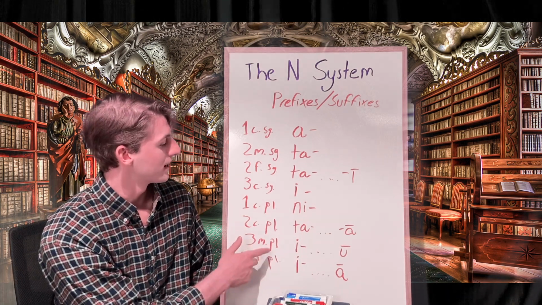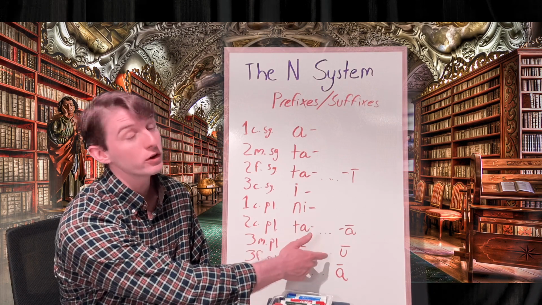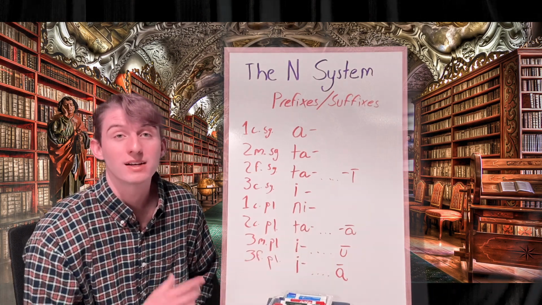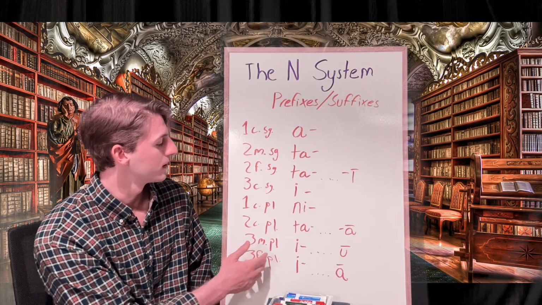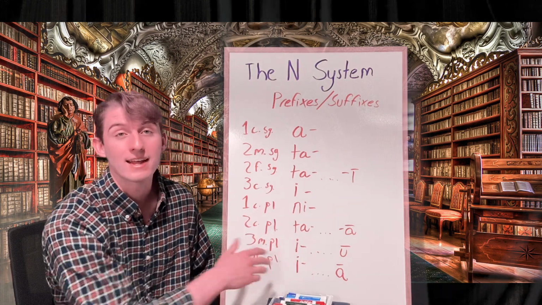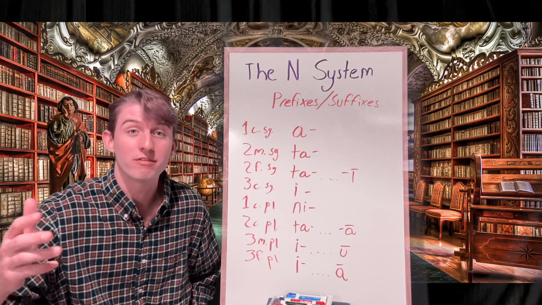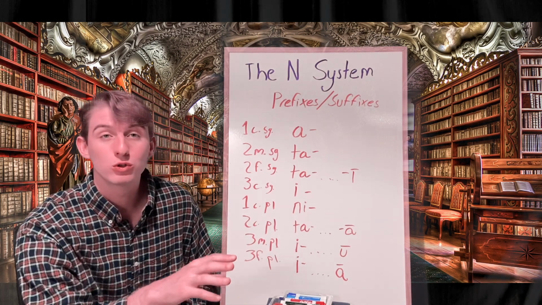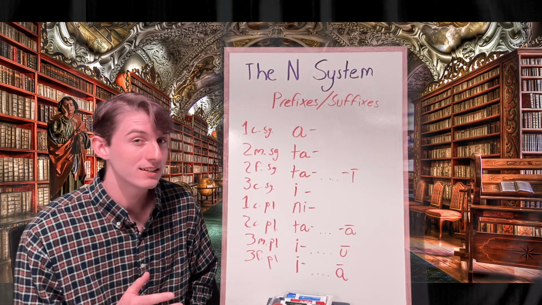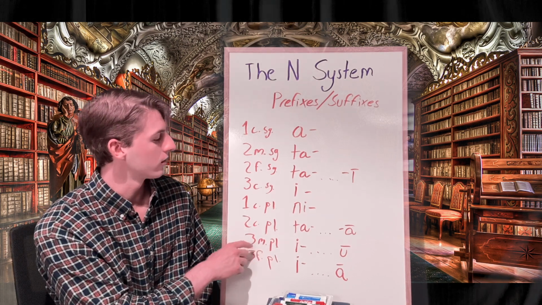The third person masculine plural is an I with a long U added to the end of the stem, and that would mean like "they" with a masculine subject. And the third person feminine plural is an I with a long A added to the end, and that would be like "they" for a feminine subject. Now something important to note is when there's a mixed group of men and women, Akkadian is going to tend to use the masculine third person plural.